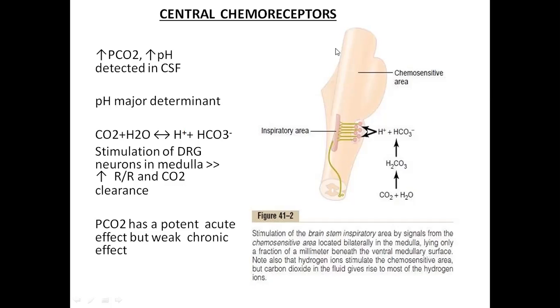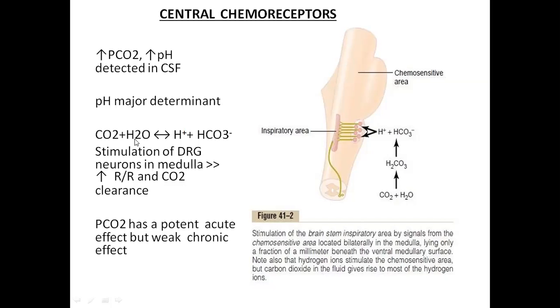So during central chemoreception, what happens? Increased carbon dioxide partial pressure and altered pH will be detected in the cerebrospinal fluid. So in the cerebrospinal fluid, which is present inside this medulla oblongata and brain, the increased partial pressure of carbon dioxide and pH changes will be detected by the central chemoreceptors. The central chemoreceptors are present in the medulla oblongata, so they will detect these changes.